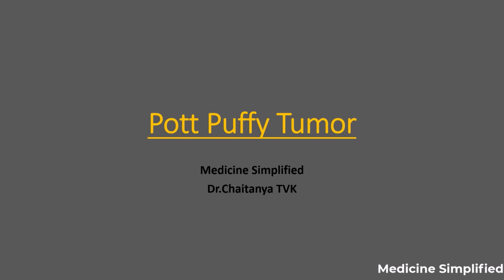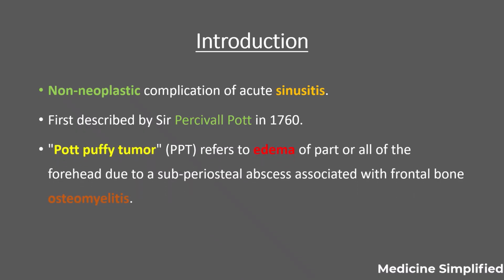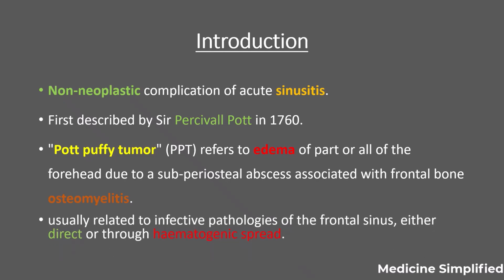In this video, we will know about Pott Puffy Tumor. It is a non-neoplastic complication of acute sinusitis. It was first described by Sir Percival Pott in 1760. Pott Puffy tumor (PPT) refers to edema of part or all of the forehead due to subperiosteal abscess associated with frontal bone osteomyelitis. Usually related to infective pathologies of frontal sinus, either direct or through hematogenic spread.